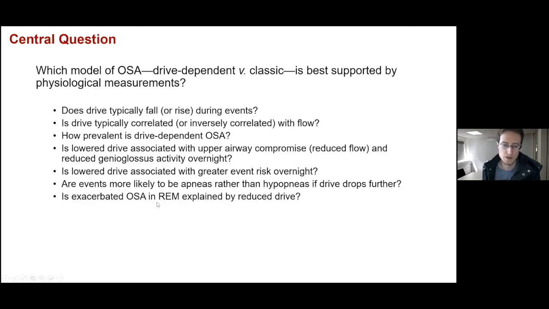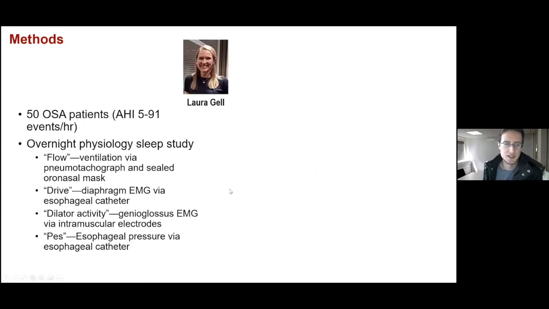And then we also looked at whether REM OSA might be explained by reduced ventilatory drive overall, rather than specific loss of drive to the pharyngeal muscles. So we're going to try and get through all of this today. We'll see how we go. I don't mind if we don't make it all.